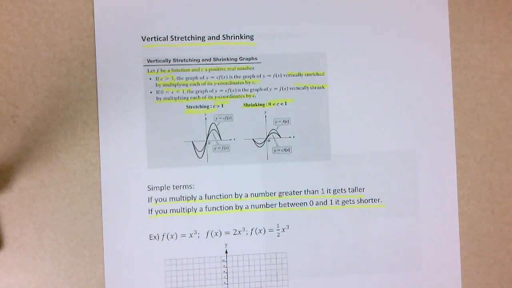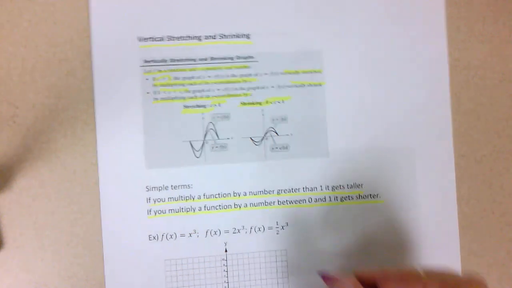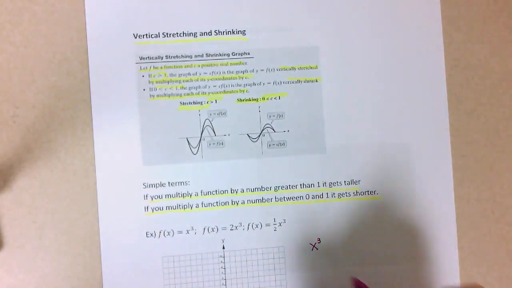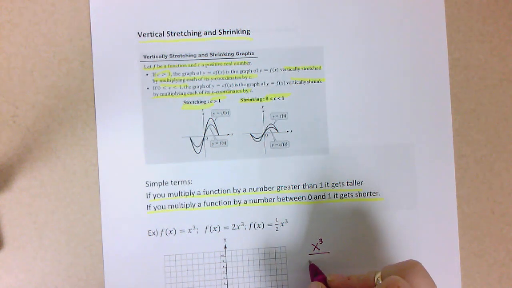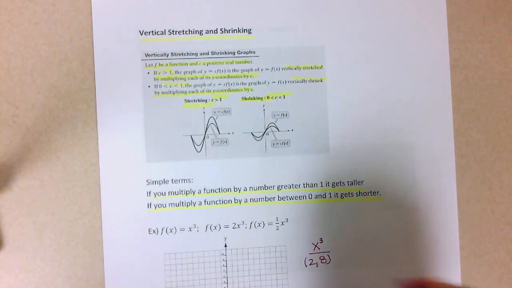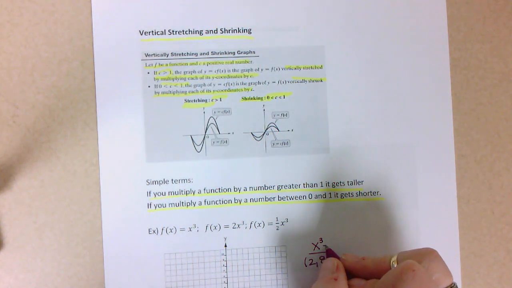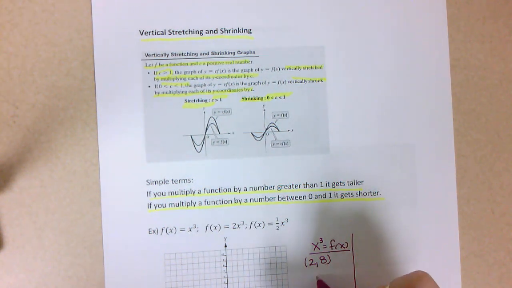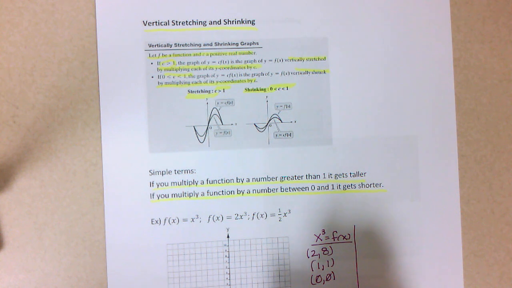So let's look at this one. So if we have x cubed, we plug in a 2, we're going to get an 8, right? 2 cubed equals 8. I should say this equals f of x, probably. If we plug in a 1, we're going to get a 1. A 0, output is 0. Input of negative 1 gives us output of negative 1. And negative 2 gives us a negative 8.